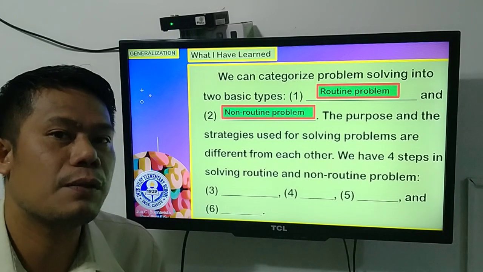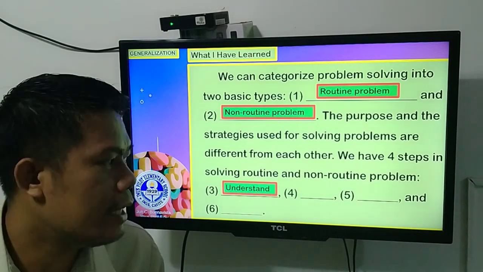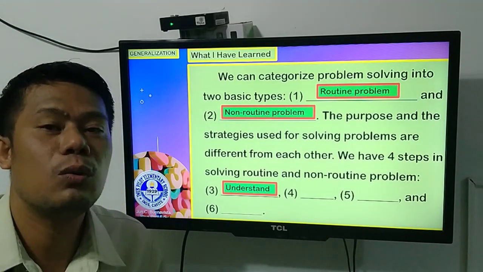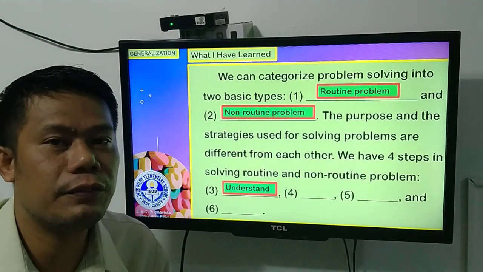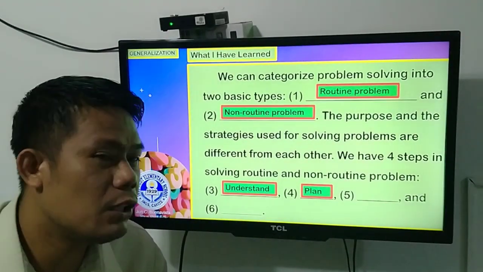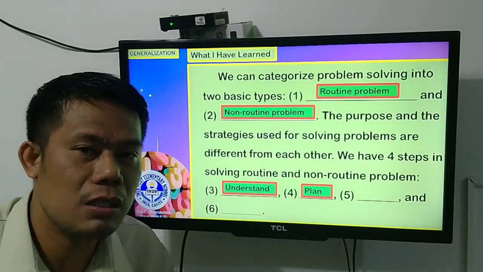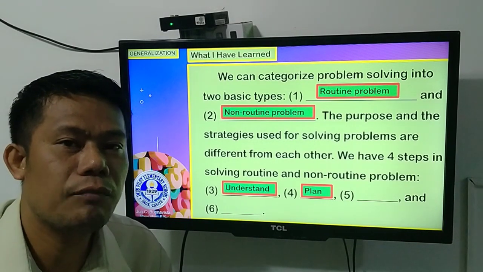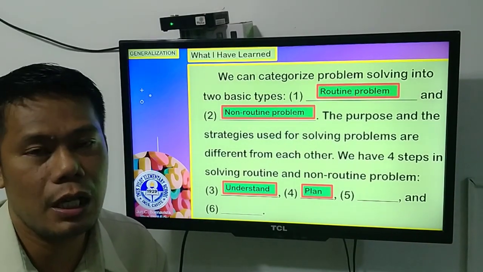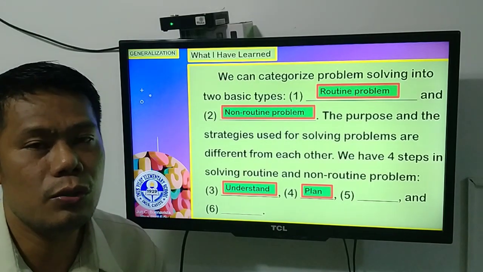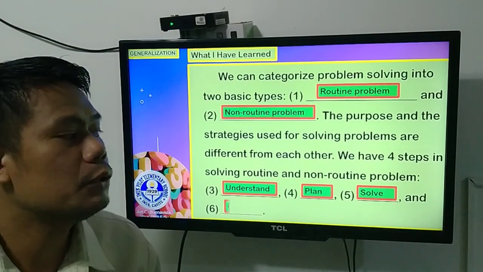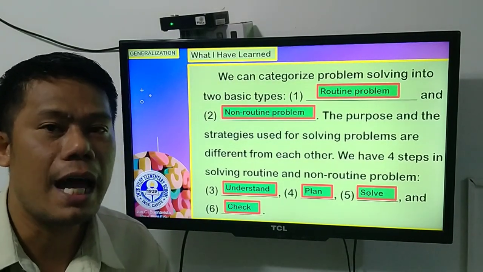What are the steps? First, understand. Under the understand, you are going to know what is asked and what are the given. Then after you understand, you're going to plan. Under the plan, you're going to know the strategy that you are going to use. Then after you know the strategy, you're going to know also what is the formula that you are going to use. So after you plan, you're going to solve. And then after you solve, you're going to check your answer.